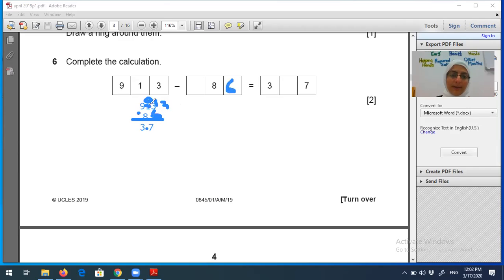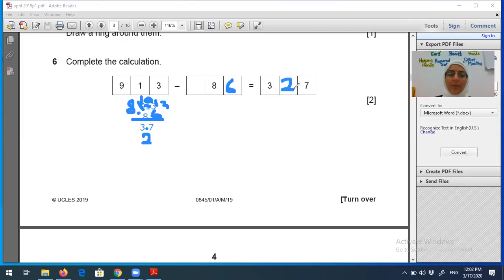Let's go to the other part. Now this is 0 now, okay? What is 0 minus 8 gives you? What do you think? Is this a 0? Actually it's not a 0. You need to borrow from the 9. The 9 is going to be an 8. And the 0 will be 10. 10 minus 8 gives you what? Gives you a 2. So the answer here will be a 2.